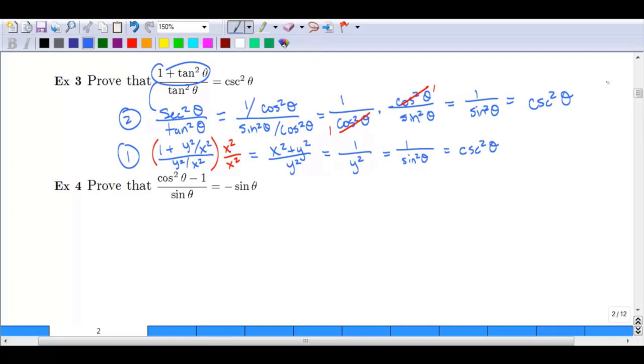So let's take a look at another example. We have cosine squared minus 1.